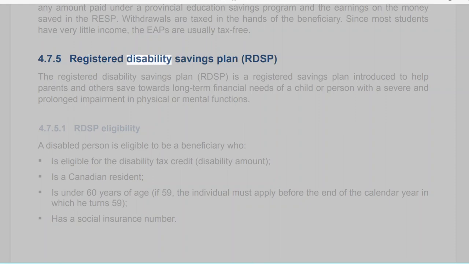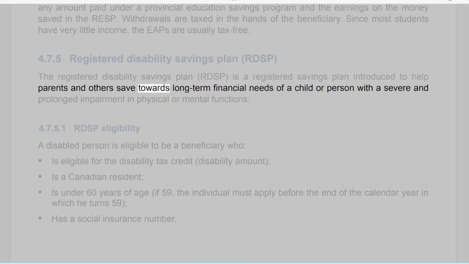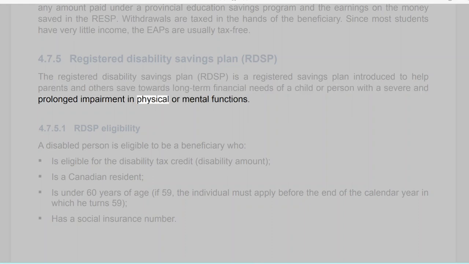4.7.5 Registered Disability Savings Plan, RDSP. The Registered Disability Savings Plan, RDSP, is a registered savings plan introduced to help parents and others save towards long-term financial needs of a child or person with a severe and prolonged impairment in physical or mental functions.